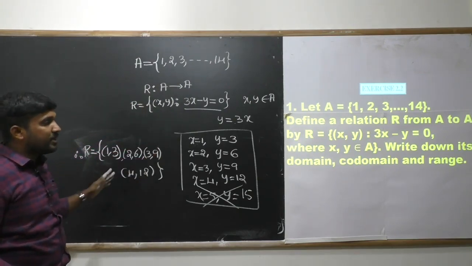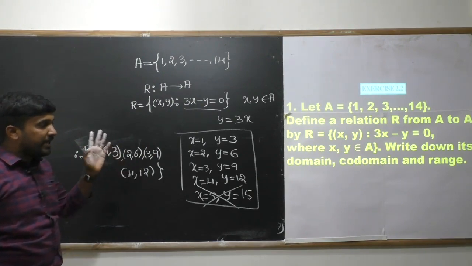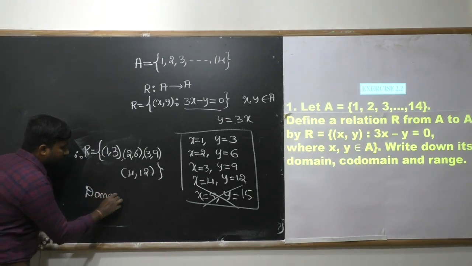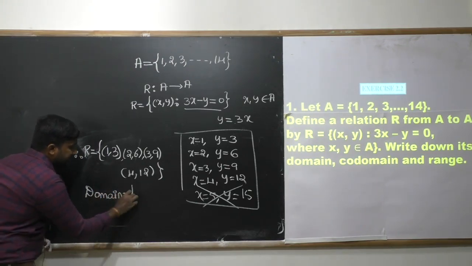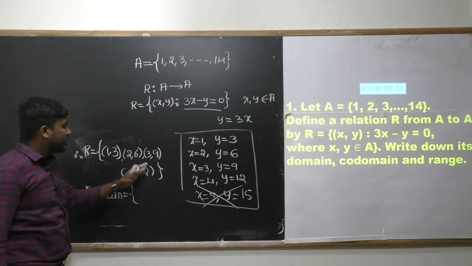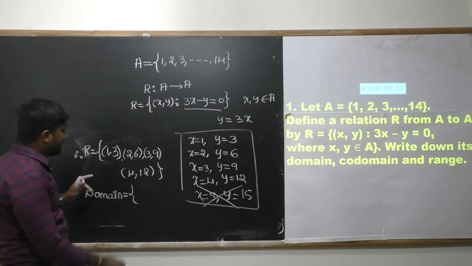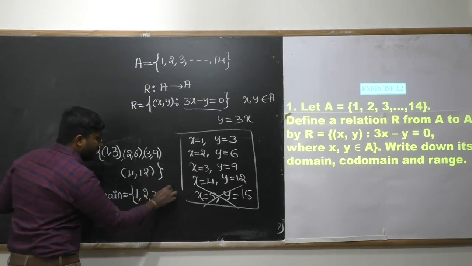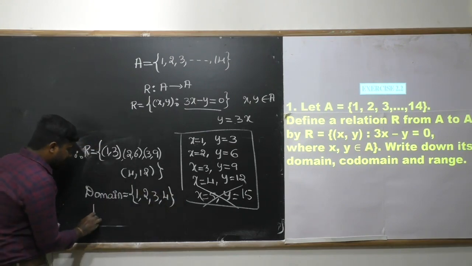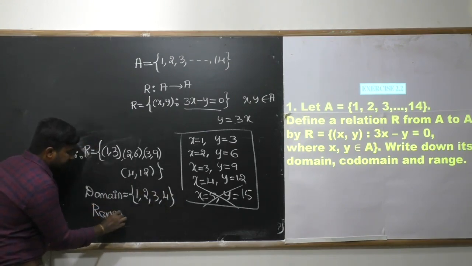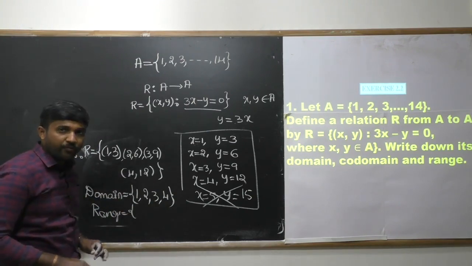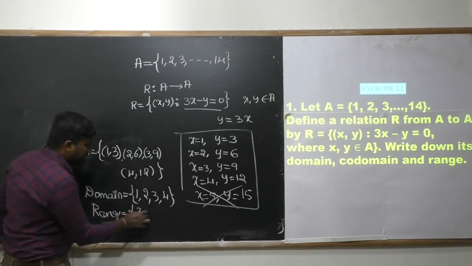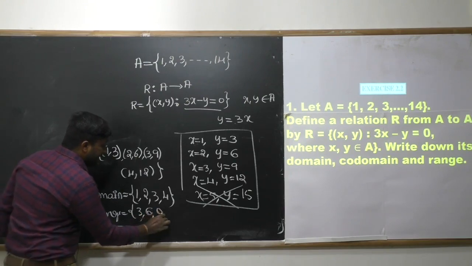Now we go to the main part of this problem, that is writing the domain, range and codomain. Okay, first tell me the domain. What is domain? Domain means the set of first elements of the ordered pairs. What are the first elements? 1, 2, 3, 4. Correct? Next, range. What is range, children? Range is the set of second elements of the ordered pairs. What are the second elements? 3, 6, 9, 12.